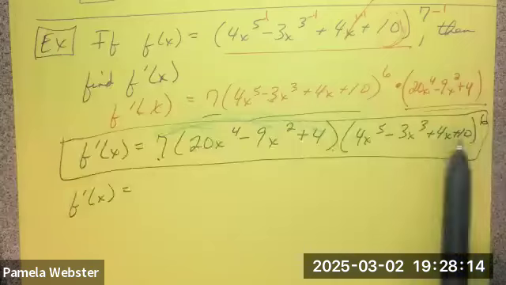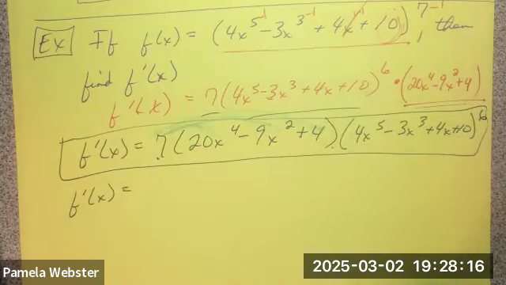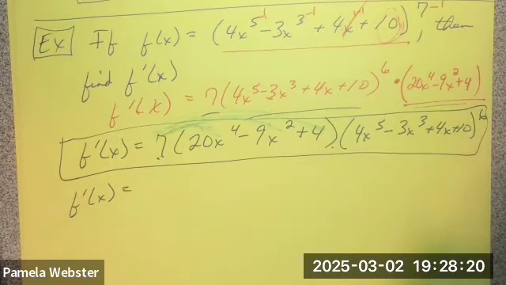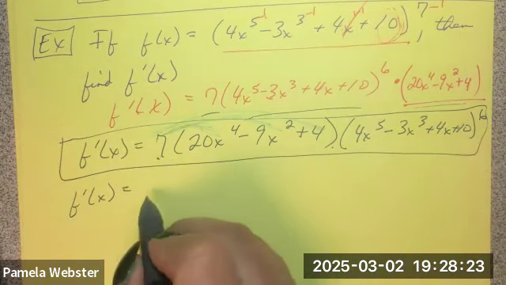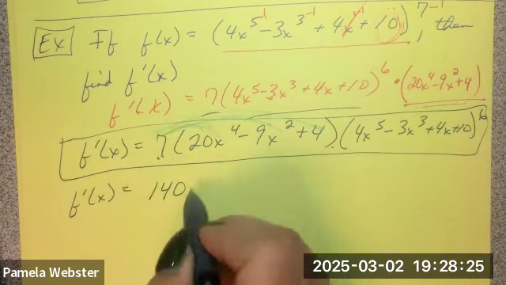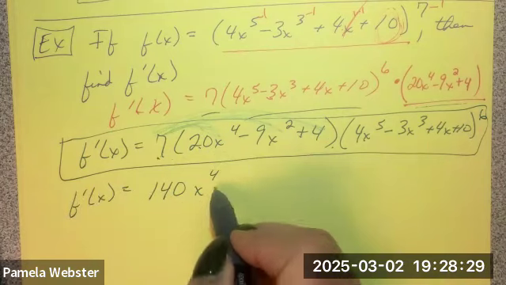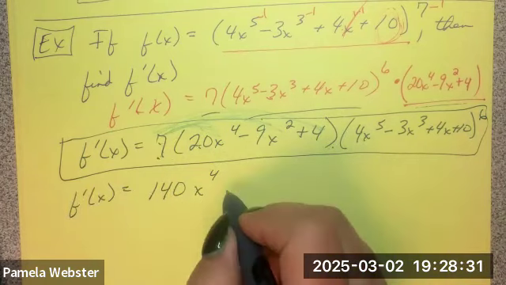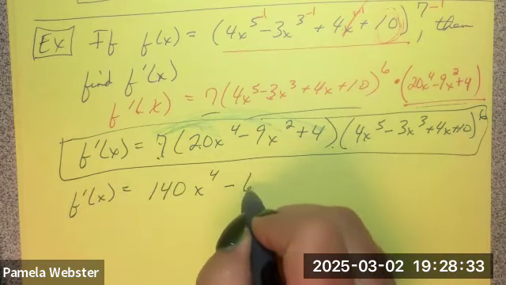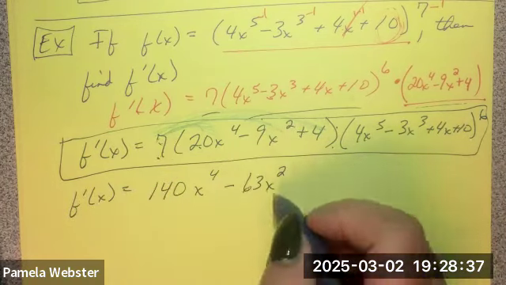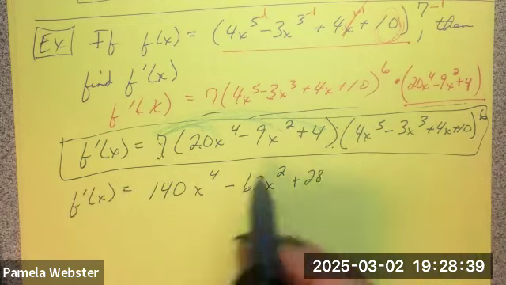I'm not doing anything with that guy, right? It's 4 terms times himself 6 times. Don't do it, guys. Leave it alone. Don't torture yourselves. But this thing I can make a little prettier. 7 times 20, 140, x to the 4th. 7 times negative 9, I think that's negative 63 x squared. 7 times 4 is a positive 28.